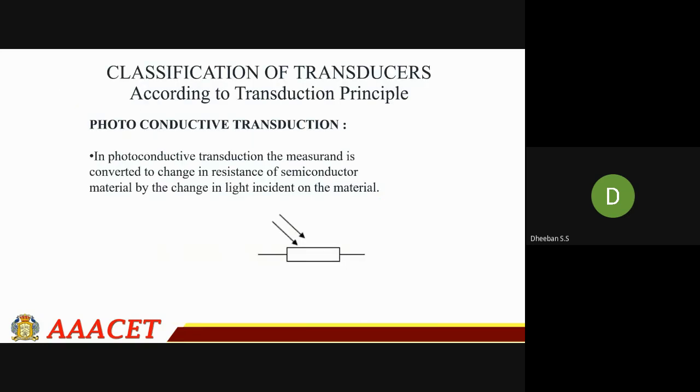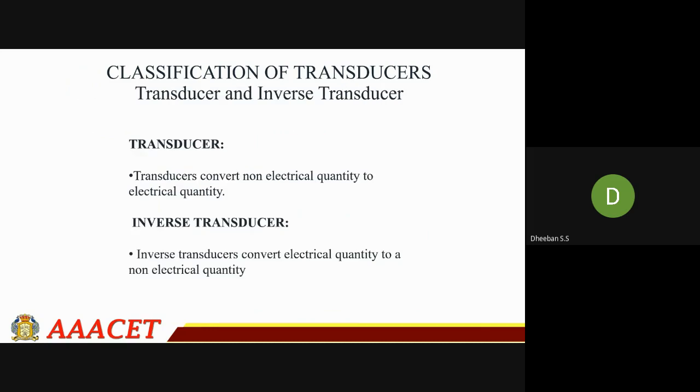Coming to the photoconductive transduction. In photoconductive transduction, the measurand is converted to a change in resistance of the semiconductor material. So based upon the change in resistance of the semiconductor material, the electricity is produced.